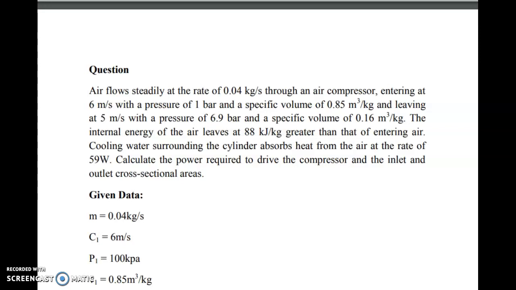Cooling water surrounding the cylinder absorbs heat from the air at the rate of 59 watt. Calculate the power required to drive the compressor and the inlet and outlet cross-sectional areas.